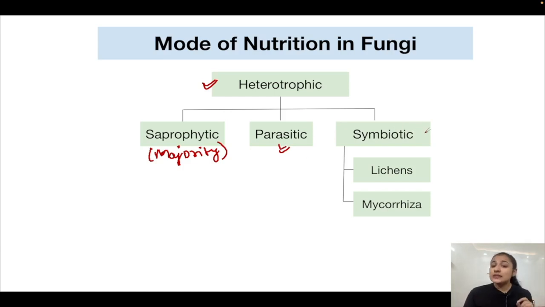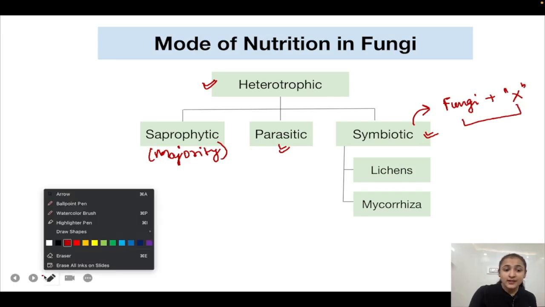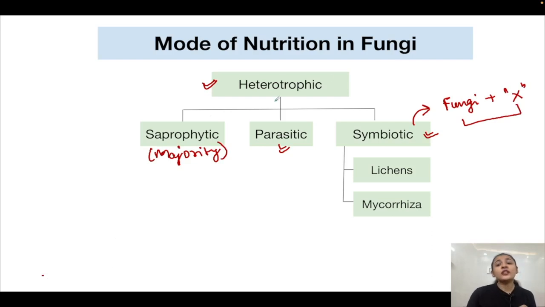They also show symbiotic mode of nutrition. Symbiotic means in which both the parties benefit. That is, the fungi is present in association with an organism. Let's call that organism X. So, such kinds of associations in which both the parties are benefited. Now, if both the parties are benefited, this type of relationship is known as mutualism. So, fungi is also benefited, the other organism is also benefited. So, this is an example of mutualism.